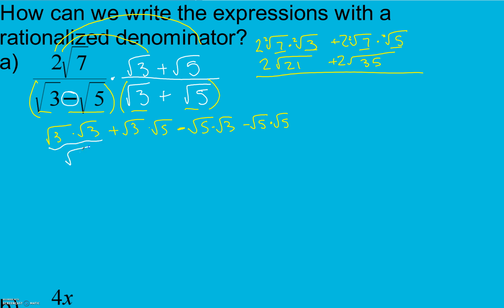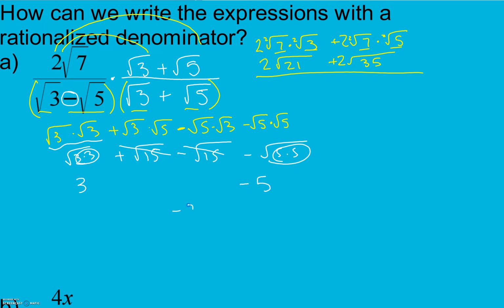Square root of 3 times 3 gives me just one group of 3's. Plus the square root of 15 minus the square root of 5 times 3, 15, minus the square root of 5 times 5 gives me a group of 5's, so I have a minus 5. Now, when I combine my square roots of 15, I have positive and negative, that gives me 0. So all I have in my denominator is negative 2.